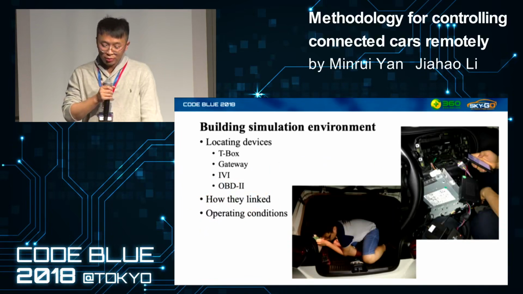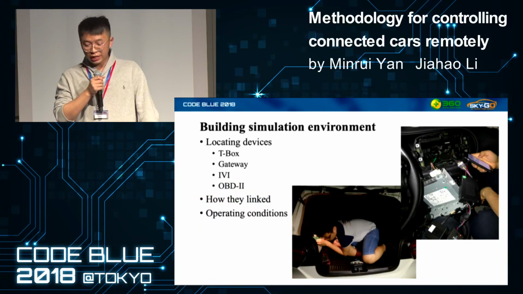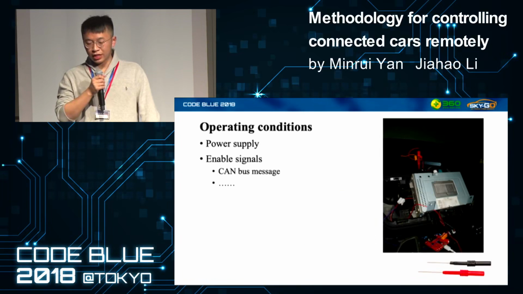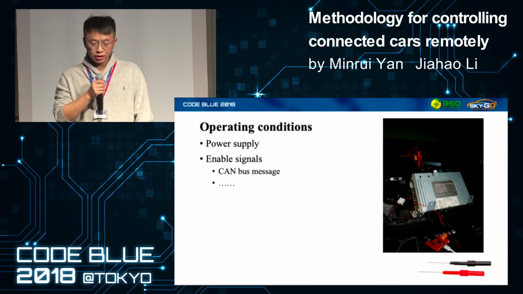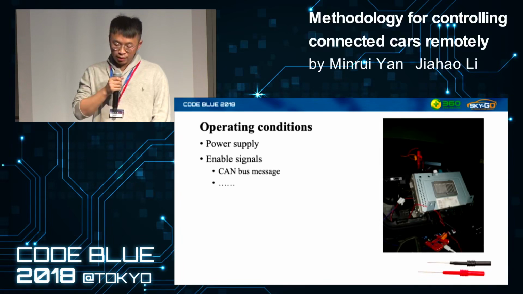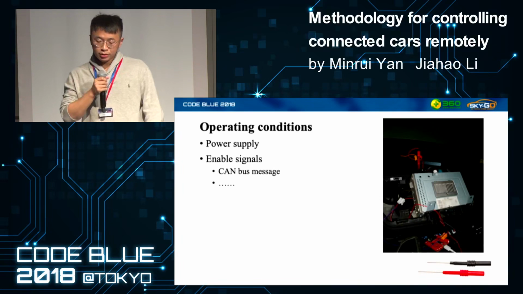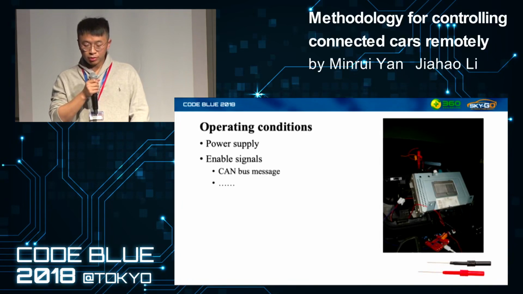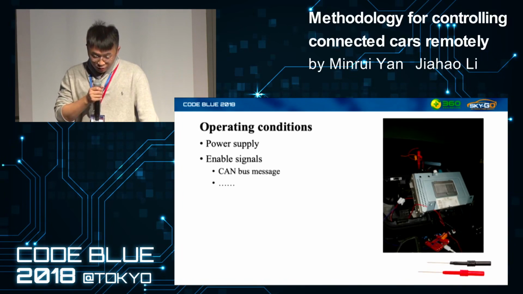To build a simulation environment, sometimes we need to collect some information from a real car. By doing this, we can find out where the devices are, how they link with each other, and how they work. To make sure parts can run outside of the car, we need to know the operating conditions for the parts. This could be some signals from different ECUs. The most important thing is enable signals. The most important enable signal is the CAN bus message.